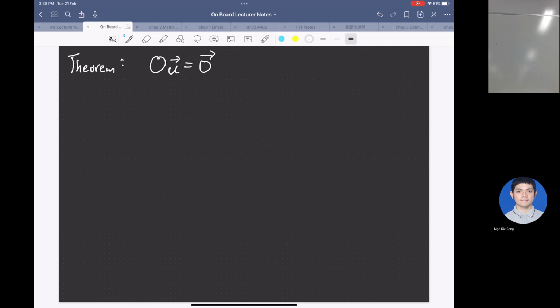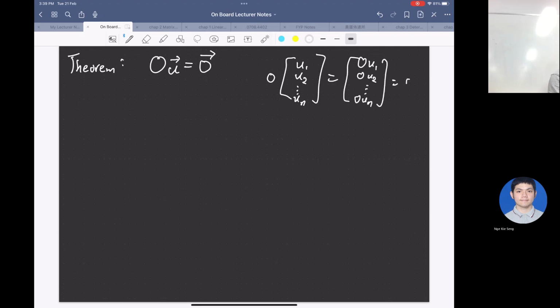In Rn maybe it's true, because in Rn when you multiply 0 to a vector, you just multiply every entry, right? So in Rn maybe it's obvious. But if my vector space is a set of polynomials, or a set of real valued functions, or infinite sequences, or any other vector space, is it still true? So now this theorem shows you that this must be true. So why is it true?